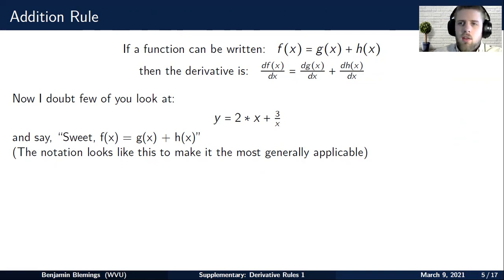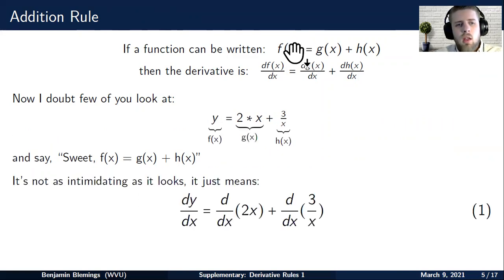But the reason the notation looks like that is because it needs to be generalizable to many different types of functions. And so that's why it's written that way. But I'm going to walk through a very basic example. And so it's really not as intimidating as it kind of looks.